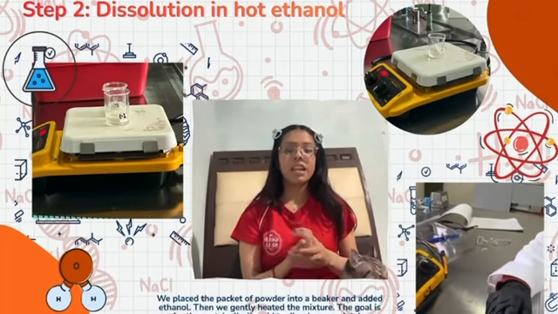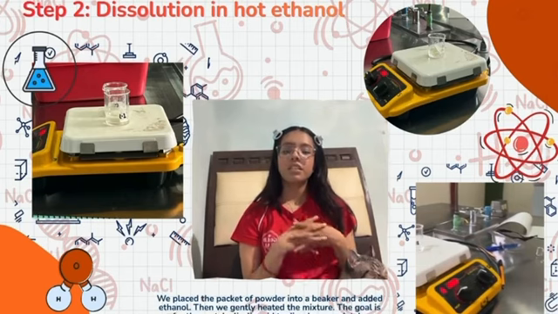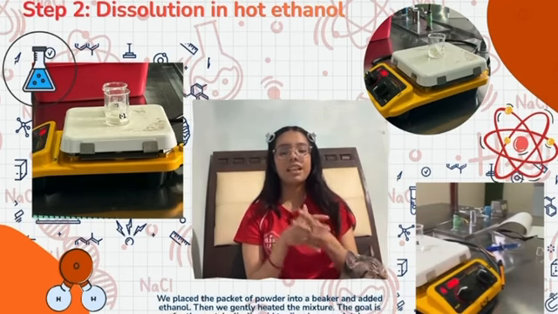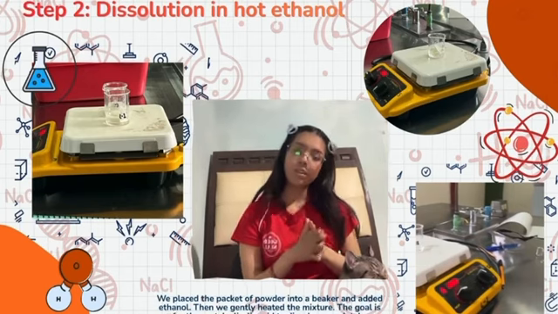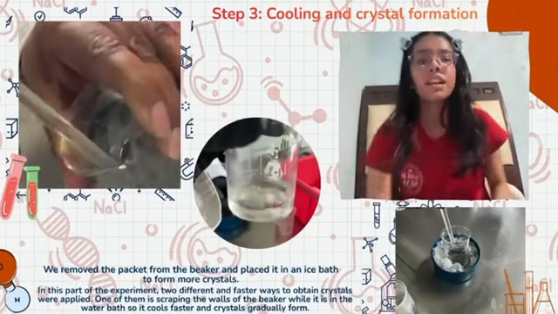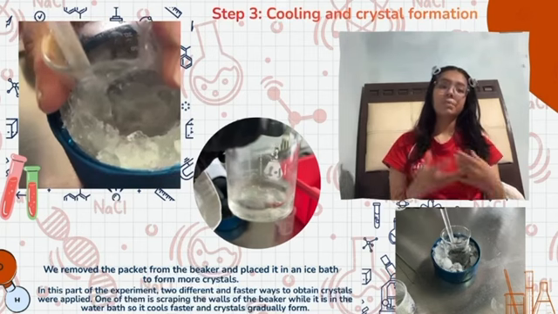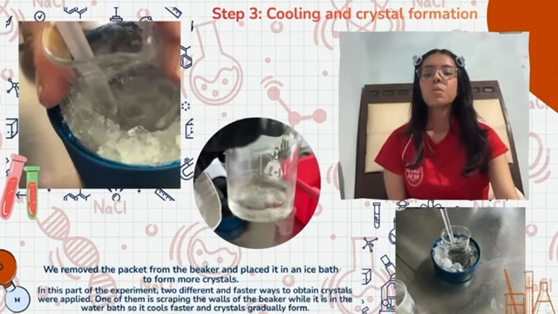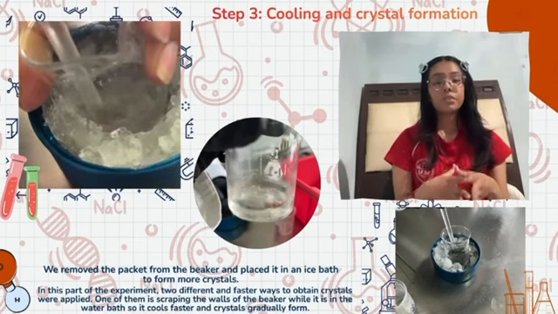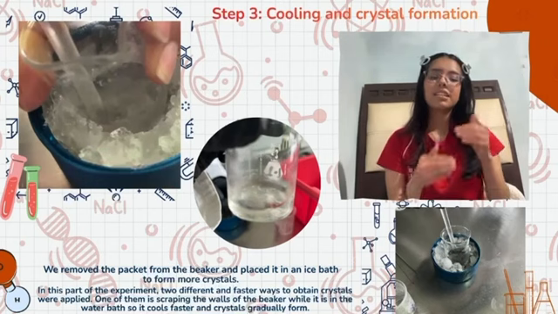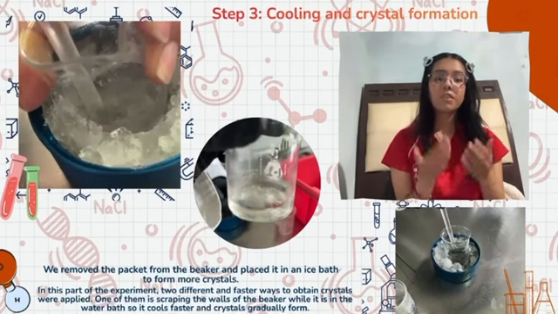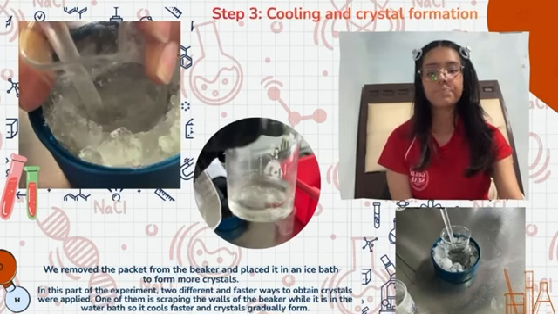Step 2. We place the packet of powder into a beaker and add ethanol. Then we gently heat the mixture. The goal is for the acetylsalicylic acid to dissolve completely. Step 3. Cooling and crystal formation. We remove the packet from the beaker and place it in an ice bath to form more crystals.